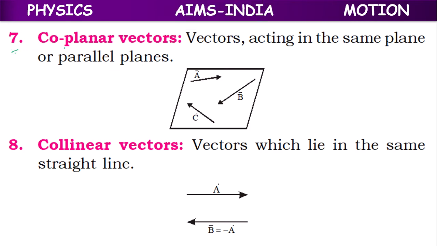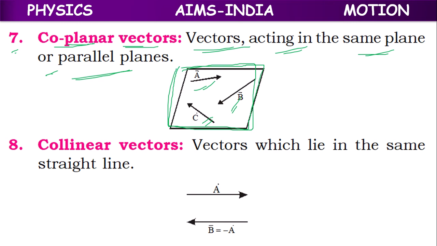Okay, children. Next, we have coplanar vectors. Means vectors acting in the same plane or parallel planes. If the vectors are acting in the same plane, though their magnitudes are different, though their directions are different, but they are acting in the same plane, that's why they are called coplanar vectors.